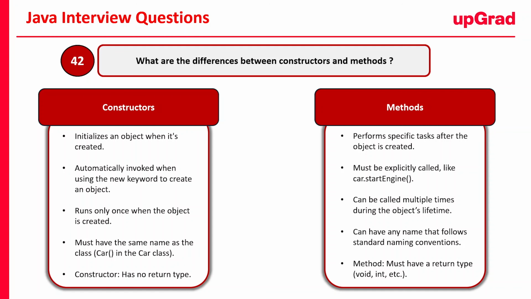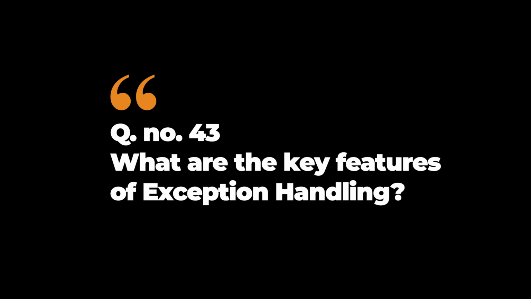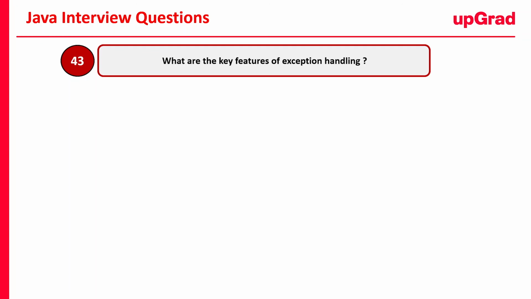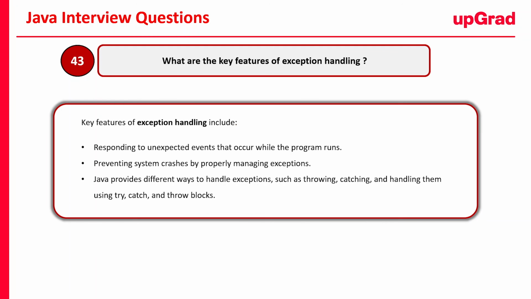Now let's move on to question number 43, which is, what are the key features of exception handling? So this is another question about exception handling. When this type of question is asked to you, here's how you can explain it. The key features of exception handling include responding to unexpected events that occur while the program runs. The second feature is preventing system crashes by properly managing exceptions. And the third one is that Java provides different ways to handle exceptions such as throwing, catching and handling them using try, catch and throw blocks. So these were the features that you can mention while answering this type of question in a Java interview.